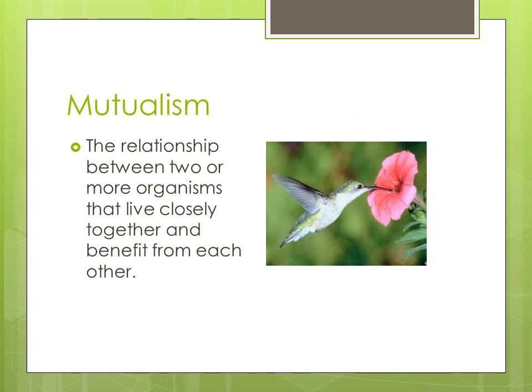One example is mutualism. So when you have a mutualism, you have two organisms that benefit from existing with each other. For example, the hummingbird in the picture is getting nectar from the flower that exists there, and in turn, the flower gets pollinated by the hummingbird. So they both have a benefit from being together.